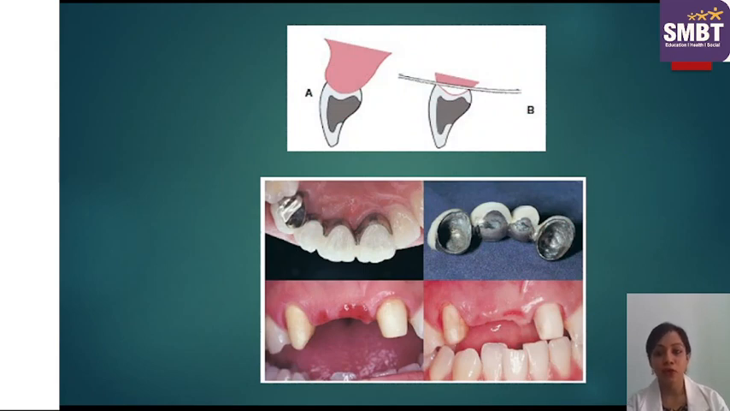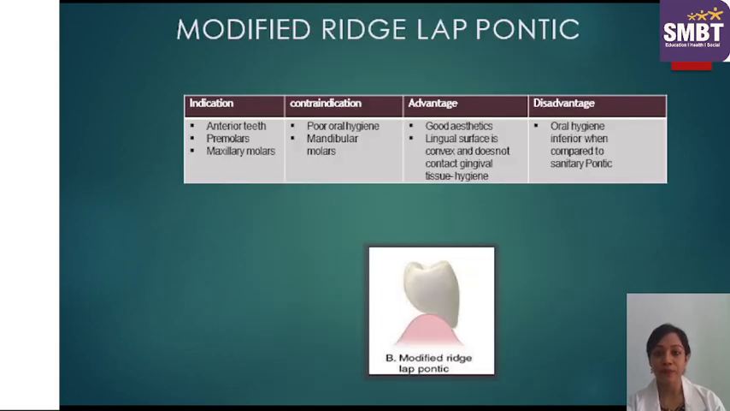So here if we see the cross section, as we said, it is a saddle type. So it is completely covering the ridge. Now because of the complete coverage, there is no access for hygiene in this area, which leads to chronic inflammation below. As we can see in the pictures, when the prosthesis was removed, it was seen that there's constant inflammation that keeps happening under the Pontic, and this is not a good sign.